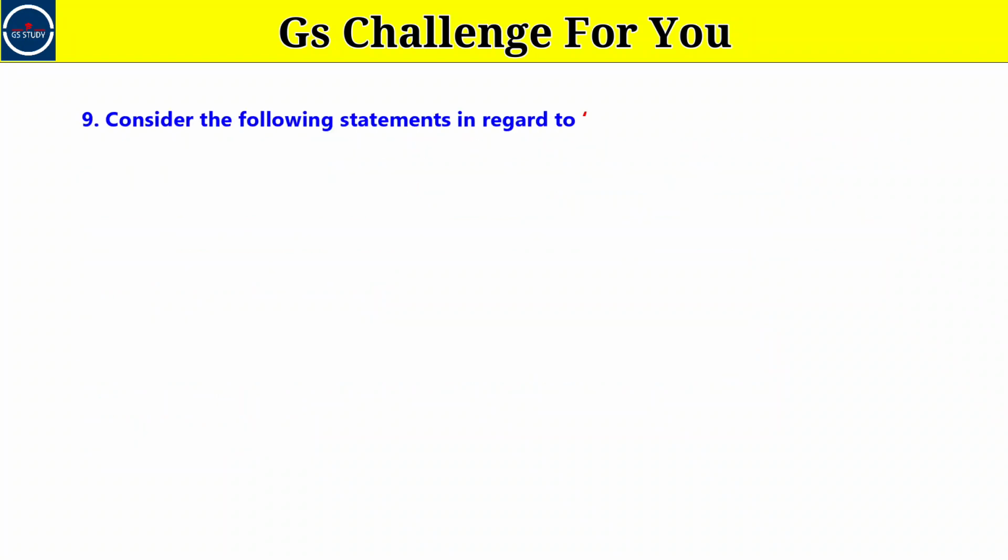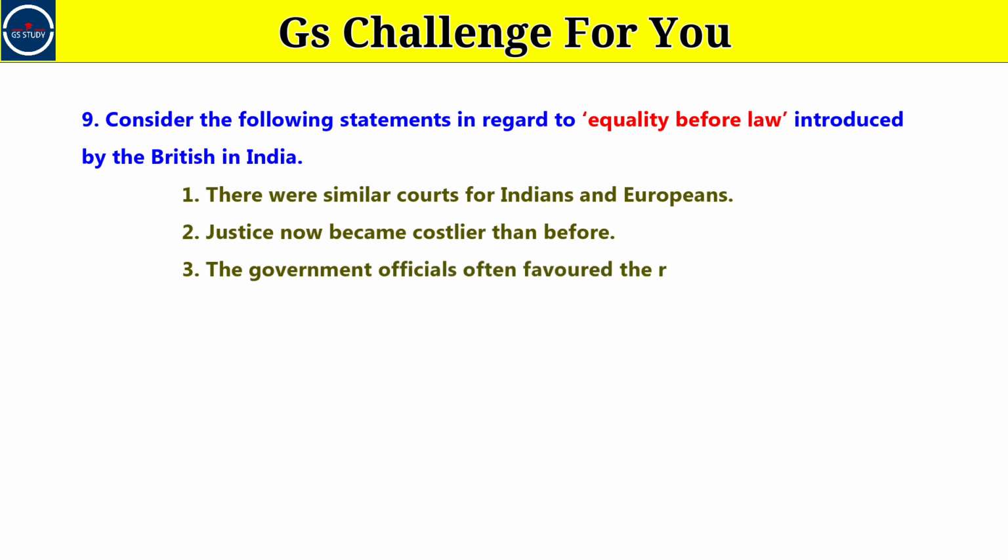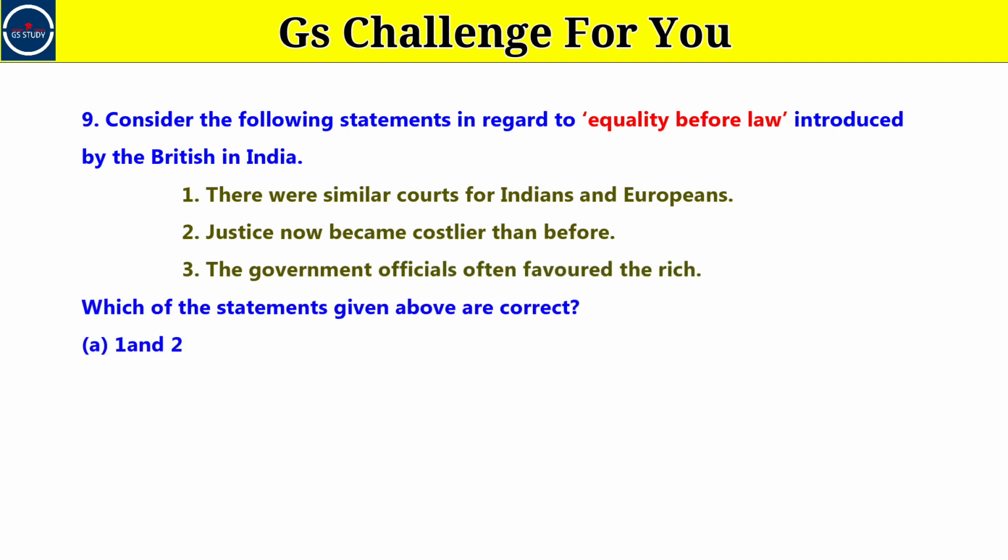9. Consider the following statements in regard to equality before law, introduced by the British in India. 1. There were similar courts for Indians and Europeans. 2. Justice now became costlier than before. 3. The government officials often favored the rich. Which of the statements given above are correct?